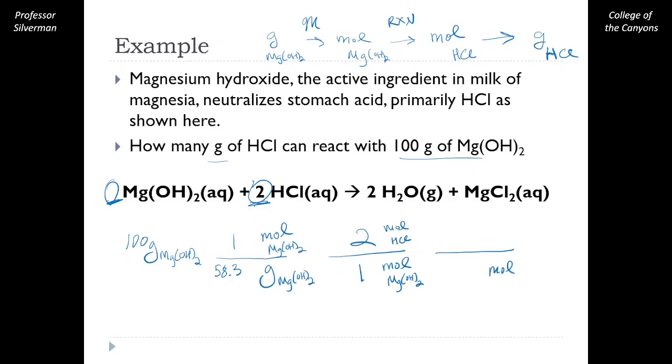Lastly, we can cancel out moles of HCl and try to get grams of HCl. If you have 1 mole of hydrochloric acid, this is going to correspond to, well, how heavy is this? This is, again, a molar mass calculation. About 36.5 grams for every 1 mole. And there we go. We should react 125 grams of our HCl with our 100 grams of MgOH2.